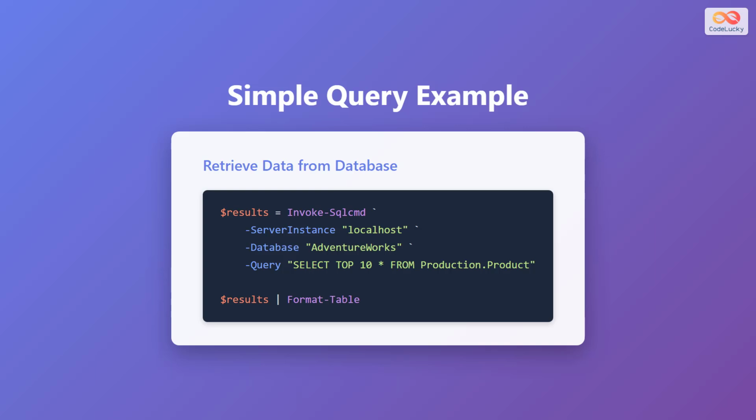Here's a practical example. We're storing the results in a variable called $results. We connect to localhost, use the AdventureWorks database, and run a select query to retrieve the top 10 products from the Production.Product table. The cmdlet returns the data as PowerShell objects. Finally, we pipe the results to Format-Table to display them in a readable table format. This demonstrates how seamlessly SQL data integrates with PowerShell.